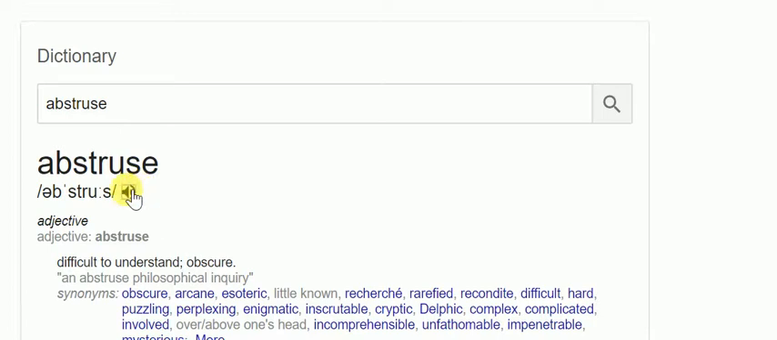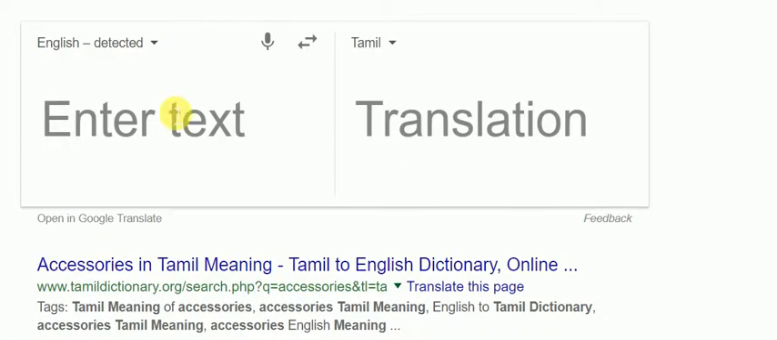Abstruse. What abstruse means is difficult to understand. So if there is something you are not able to understand, at that time you can use this vocabulary, abstruse.